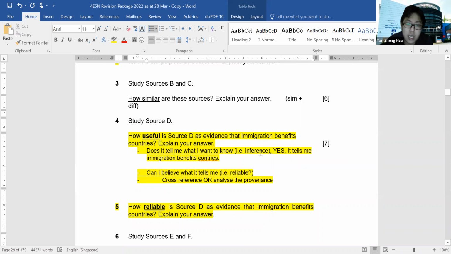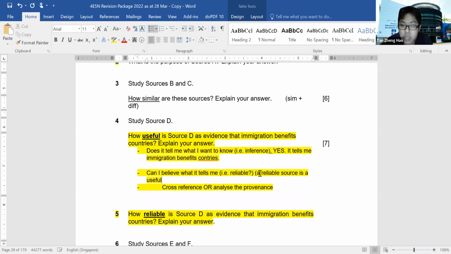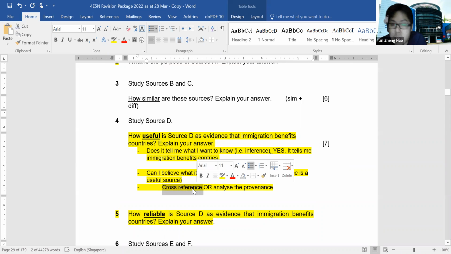So the assumption here is a reliable source is a useful source, and vice versa. If a source is not reliable, it's not a useful source. So we need to figure out whether the source is reliable. So let's do cross-reference. Cross-reference is quite straightforward.